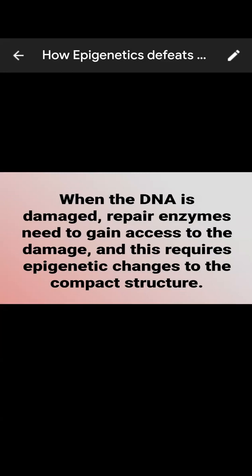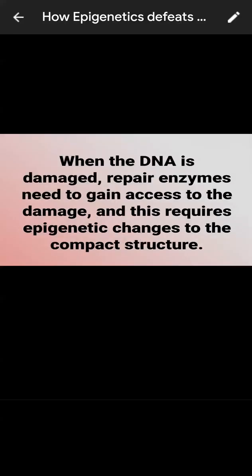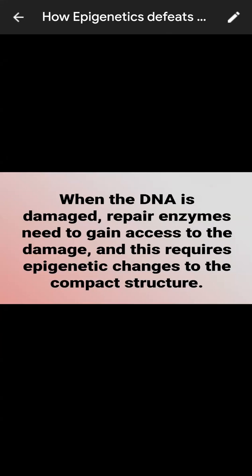When the DNA is damaged, repair enzymes need to gain access to the damage, and this requires epigenetic changes to the compact structure. So DNA repair is not the simple model per Darwinism. However, it's the model where epigenetic tags compact the DNA, and this controls how repairs are done.